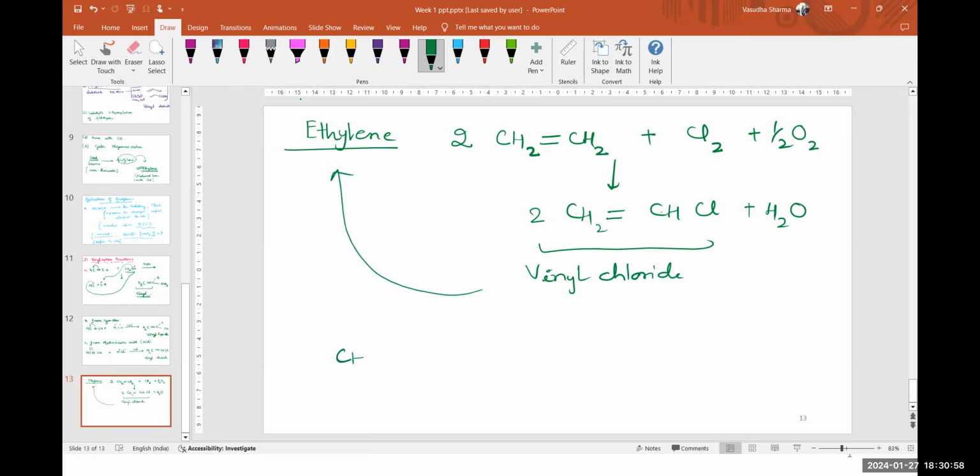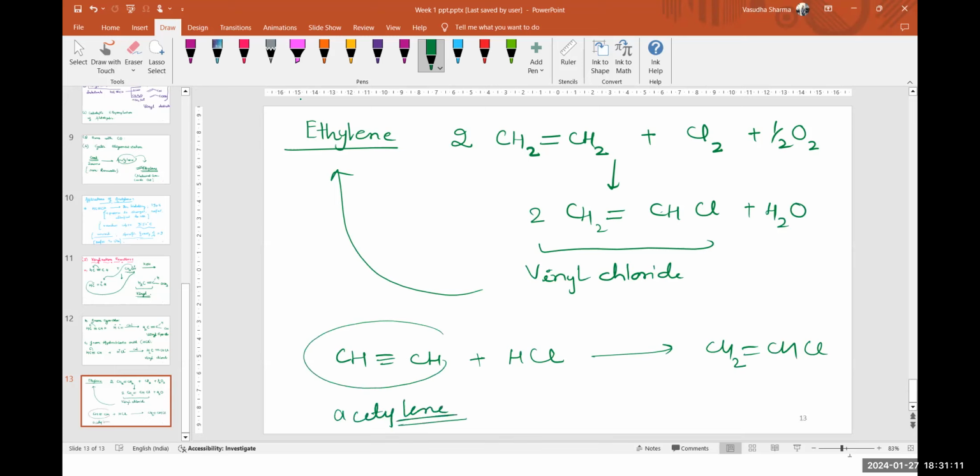And earlier when we used CH triple bond CH plus HCl in the presence of the catalyst, it was giving CH2 double bond CHCl. So this was coming from your acetylene. So we can get the same product from ethylene also. As we said, the focus was shifted from acetylene to ethylene because of its easy recovery from natural gas and crude oil. So similar kind of things we can have from ethylene also.